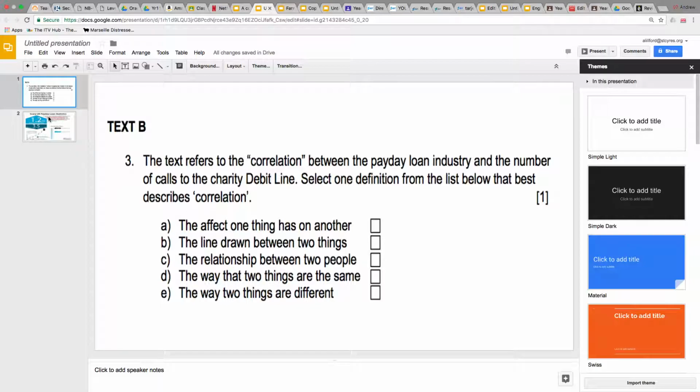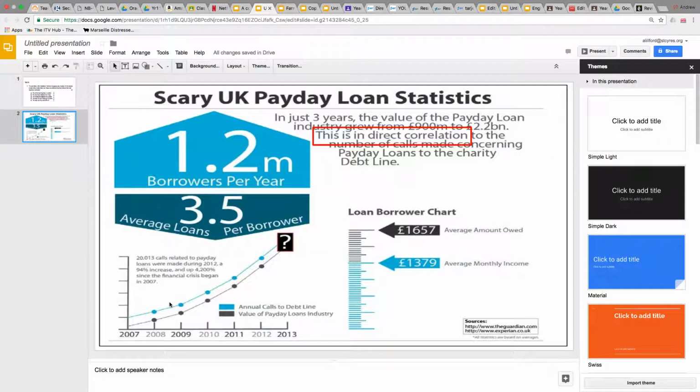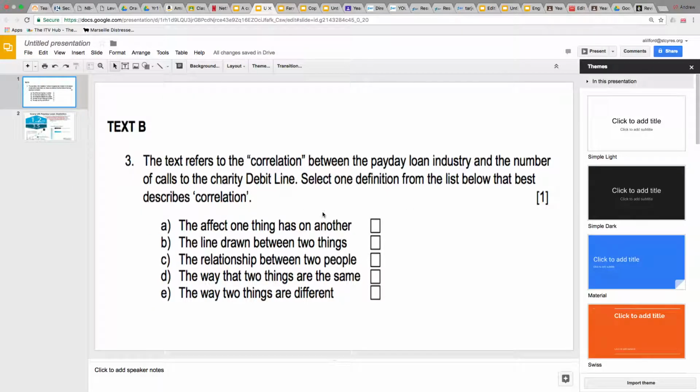The effect that one thing has on another, well, the value of the payday loan industry grew enormously, and the effect of this growth was that the number of calls also went up. Yes, that one looks to be the right one, so we just have to make sure that we're putting the tick in A in this one.